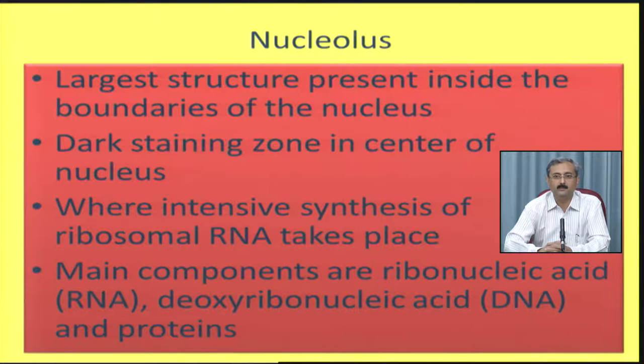So the main components are the ribonucleic acid, that is the RNA, and the deoxyribonucleic acid, that is the DNA, and the proteins. So it is a very important place, where intensive synthesis of the rRNA takes place, that is in the nucleolus.